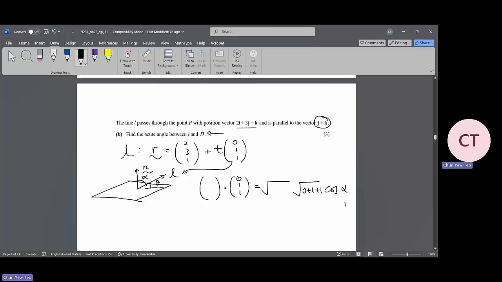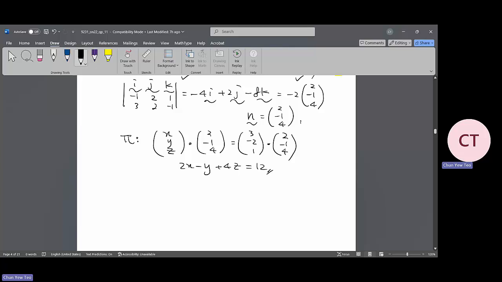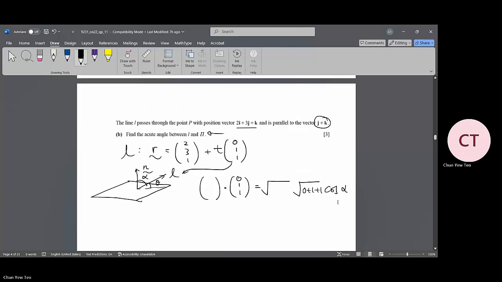What is your normal vector? You need to refer back. Just now the normal vector is (2, negative 1, 4). Since they mentioned acute angle, we put the modulus to be safe. So this one is the square root of 4 plus 1 plus 16. So your cos alpha is equal to the modulus of 0 minus 1 plus 4 over square root of 21 and square root of 2.